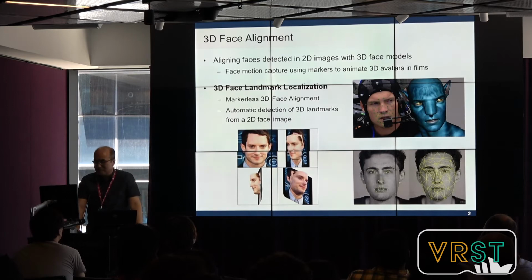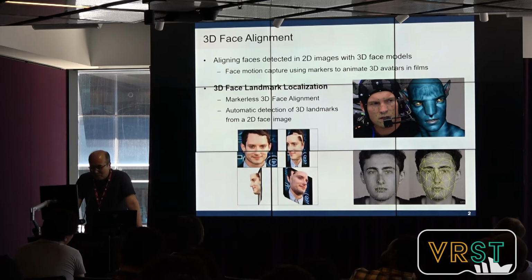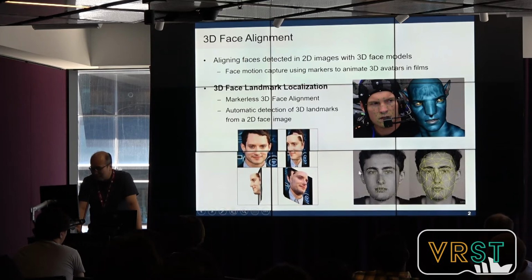we don't want to use these explicit markers for animating 3D avatars. Instead, we want to have some markerless 3D face alignment. That means we use 3D face landmark localization, where we automatically detect the 3D landmarks from 2D face images. Like here, you can see that the landmarks are automatically detected, and by using them, we can have some 3D manipulation of the face.